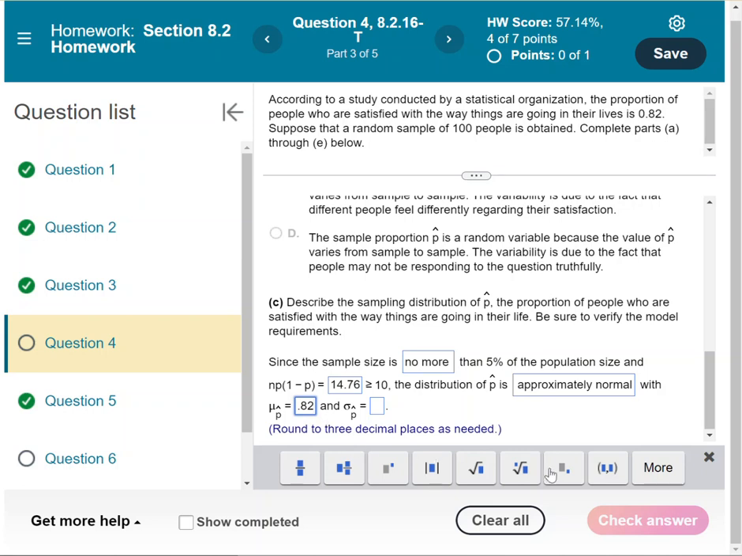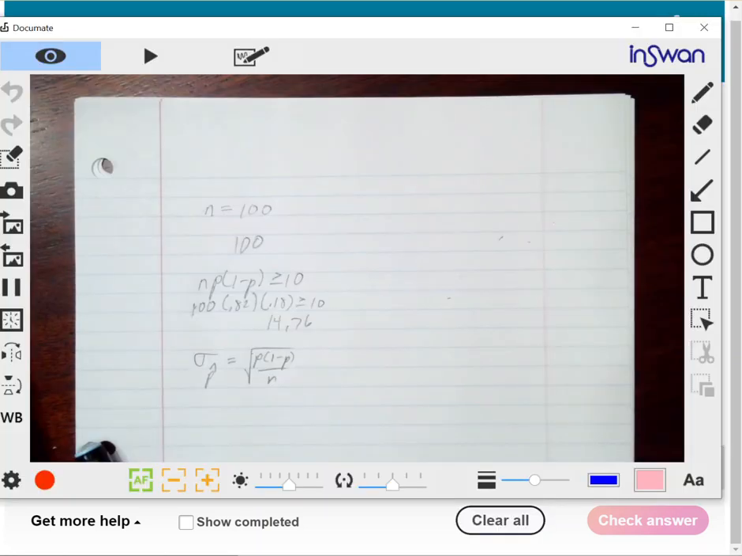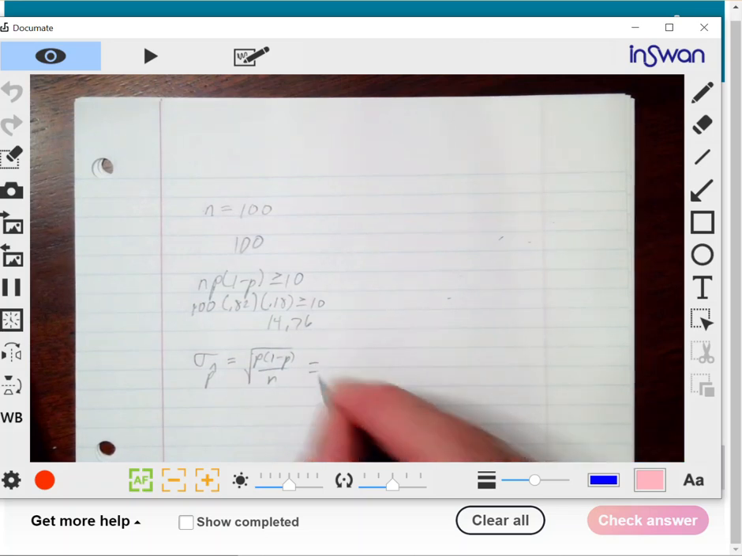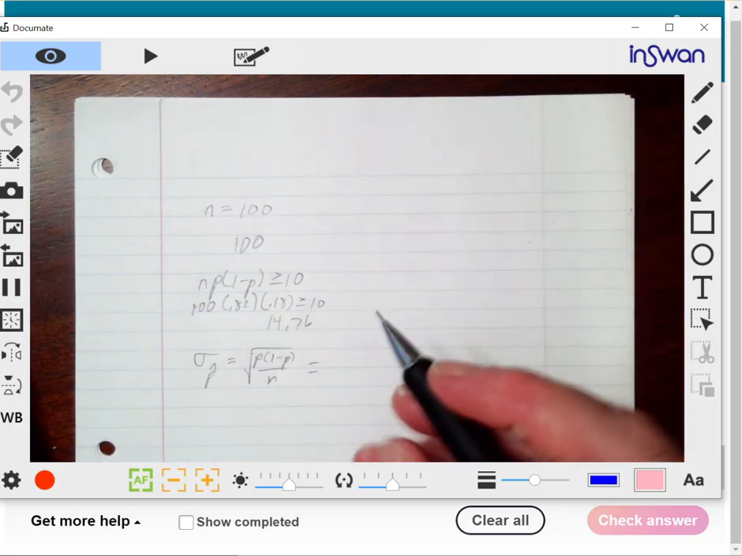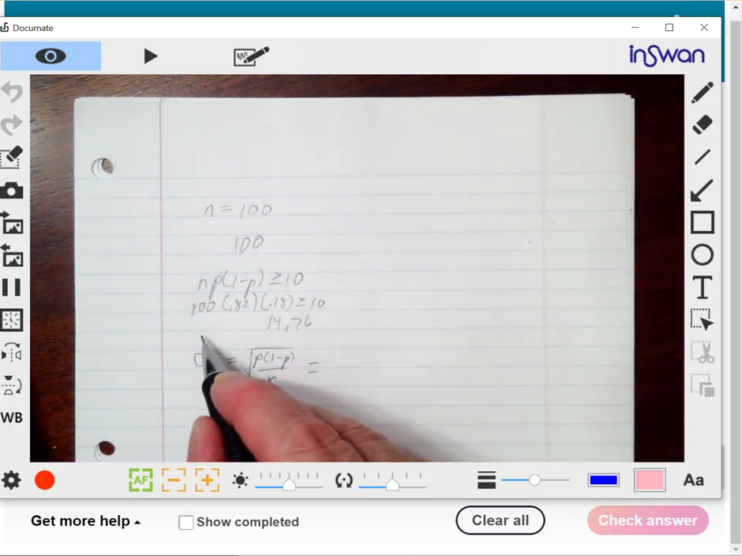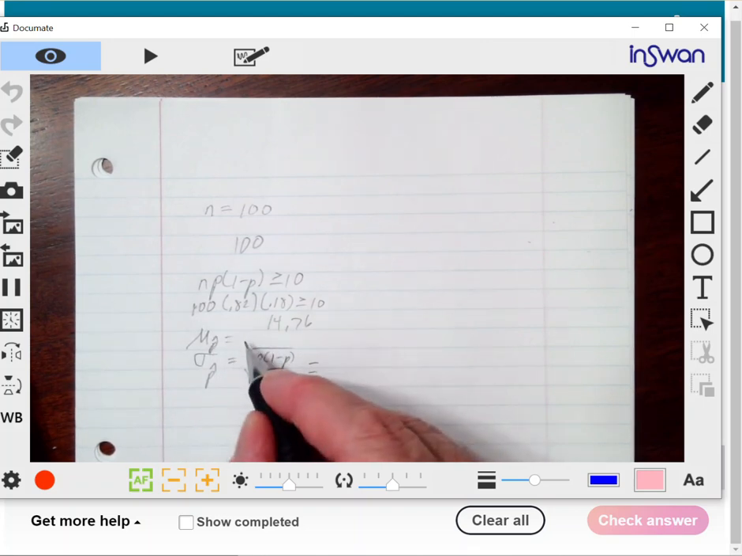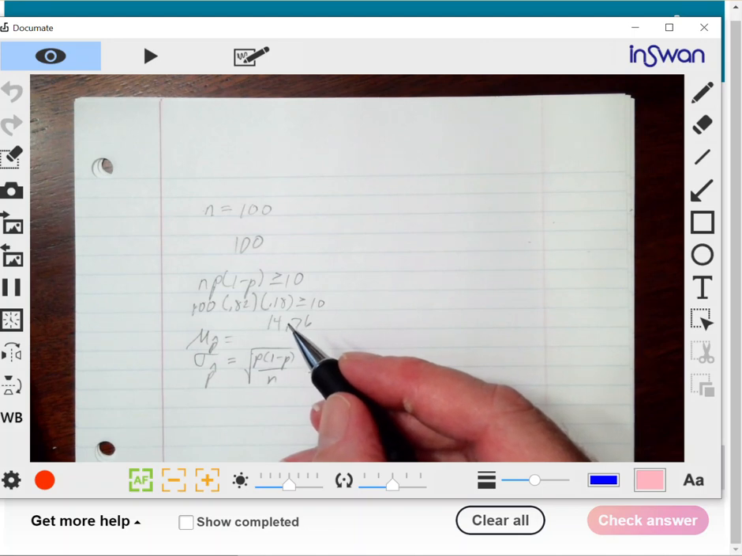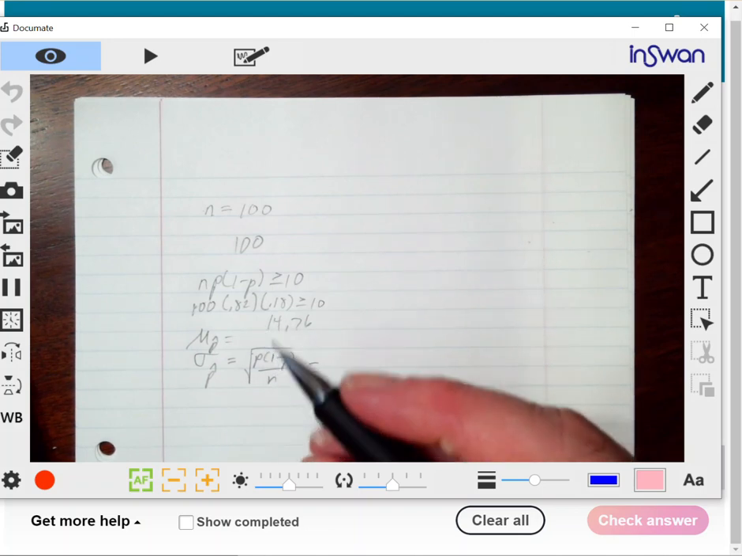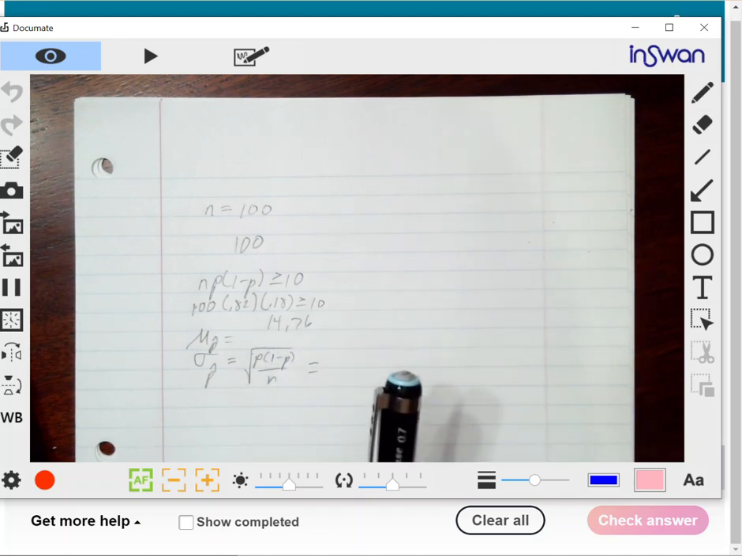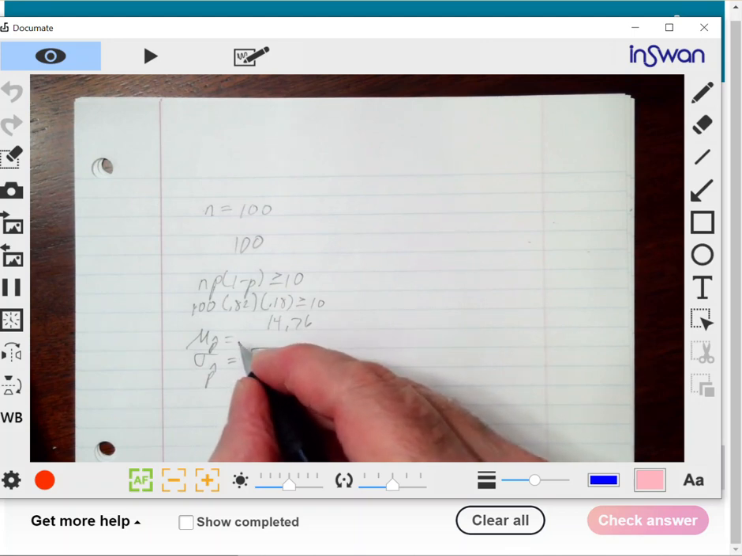So let me switch to my other screen. This is our formula to find the standard deviation. We already found the mean. What did we say the mean was? Well, the mean is the same. It's equal to p, which is 0.82.